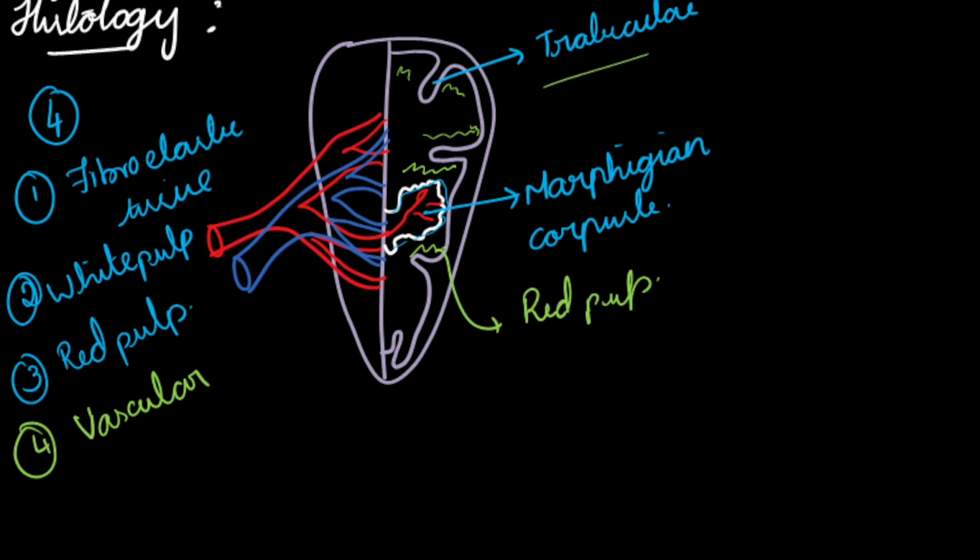So in histology, we have four components. One is fibroelastic tissue, which forms the trabeculae, and these trabeculae help in the contraction and distension of the organ and maintain the blood flow. Then comes the white pulp, a group of lymphatic nodules which we can see around the eccentric arteriole and which forms the Malpighian corpuscle. Then comes the red pulp, where we can see all types of lymphocytes, blood cells and macrophages. And at last comes the vascular system, which traverses and permeates the organ.